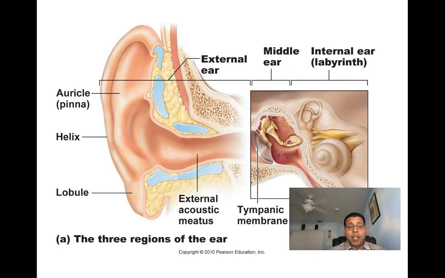The auricle functions to funnel sound waves into the external acoustic meatus. Sound waves entering the external acoustic meatus eventually hit the tympanic membrane, or what we call the eardrum. This serves as the boundary between the outer and the middle ears. Sound waves make the eardrum vibrate, moving it back and forth. The eardrum, in turn, transfers the sound energy to the tiny bones of the middle ear, setting them vibrating.